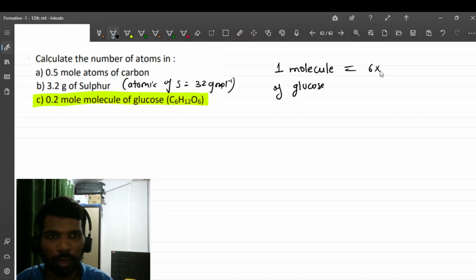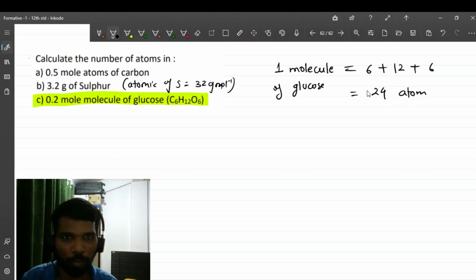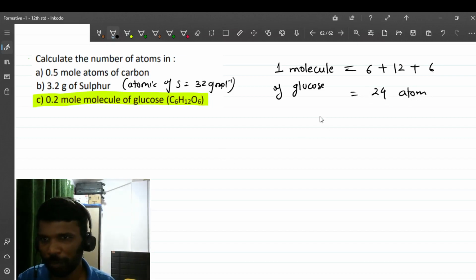There are 6 carbon atoms, 12 hydrogen atoms and 6 oxygen atoms. So how much is it? 24 atoms in one molecule. So if we get the number of molecules, we will easily be able to find the number of atoms.